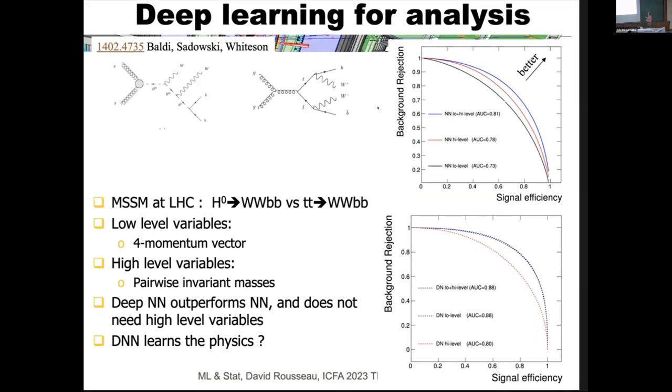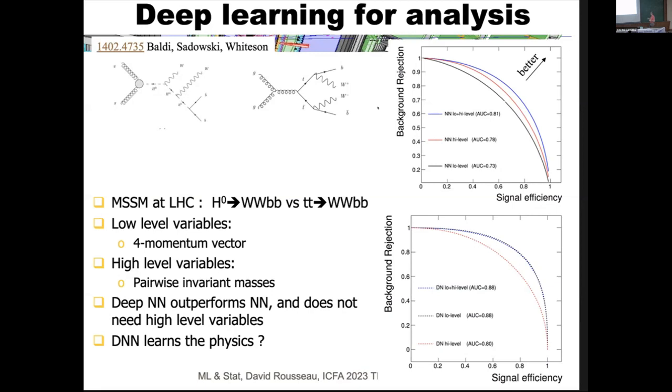And what they show is that you start with the low-level variable, only the momentum vector. Okay, you get this. If you use only the high-level variable with more physics information, you get the red one. And if you combine the two, you get the blue one, meaning that the neural network is able to extract more information from the momentum.